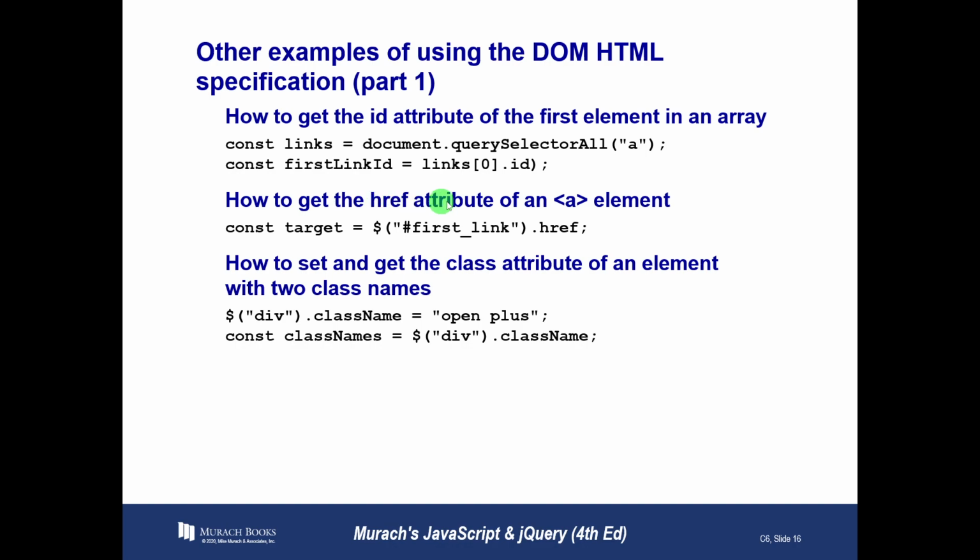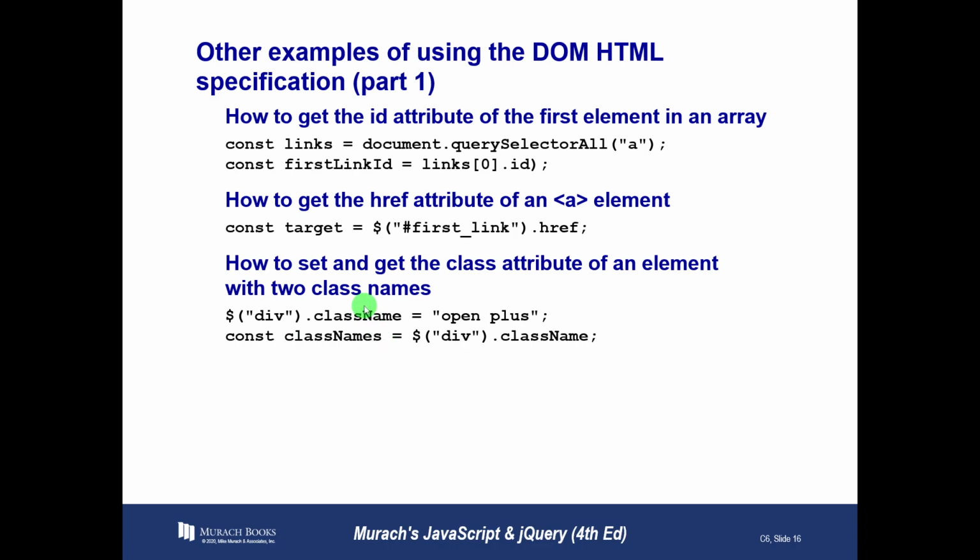If we want to get the href attribute from an anchor element, we can use the dollar function to go out and get the first link and just hit its .href property and store it in target. If we want to get class attributes of an element, I can use the dollar selector here, class name open plus. So I'm setting the class names there for all the divs to open plus. And here I'm going out and getting all the class names of all the divs, all the classes that they contain, and storing it in an array called class names.